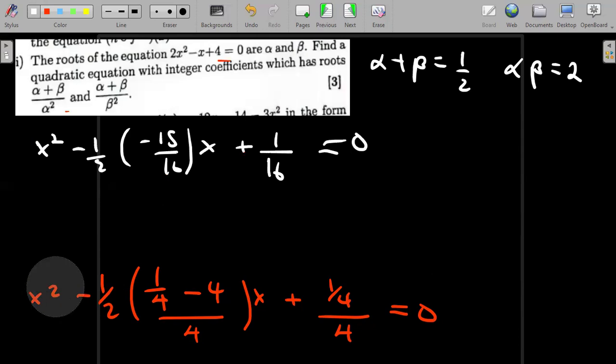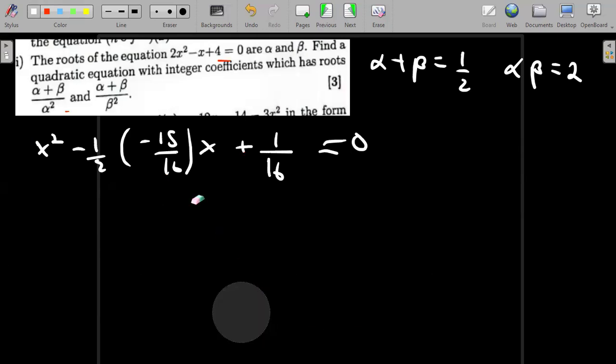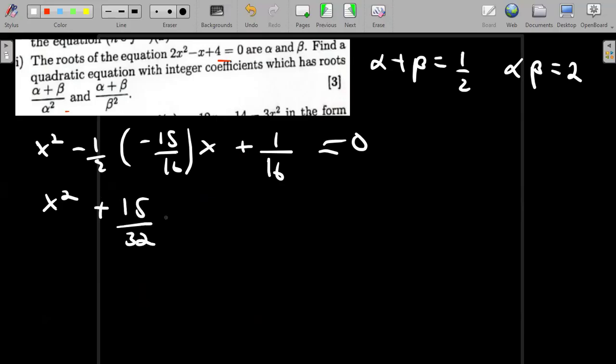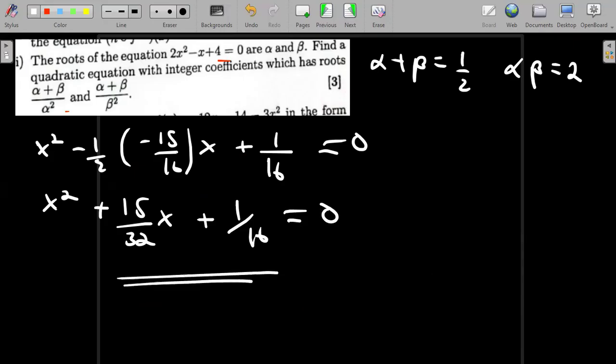Then I can multiply that negative half with what I have. So that will be x squared, negative half with what's inside here, I'll just get positive 15 over 32, and the x goes there. Then I have plus 1 over 16, and this here is equal to 0. So this is the quadratic equation corresponding to those roots that are given in the question. All right. Are there any questions here?